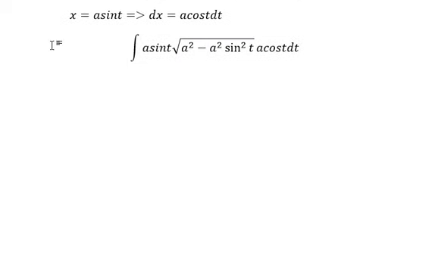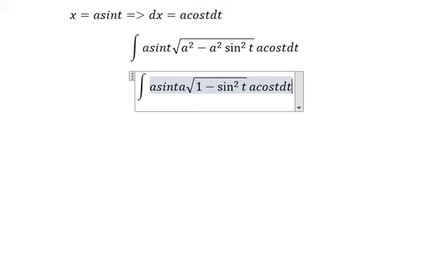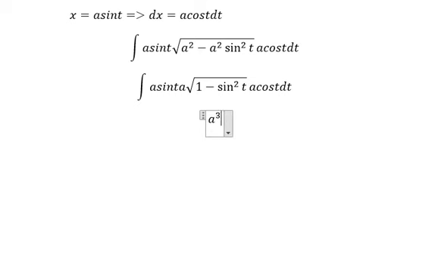So we need to simplify. We have a square and a square. We put outside the square root. So you got a sin t multiplied with a. And we have 1 minus sin t square, a cosine t dt. So we have a cubed in here, so we have a to the power of 3. We put in here. And now we have sin t cosine t.